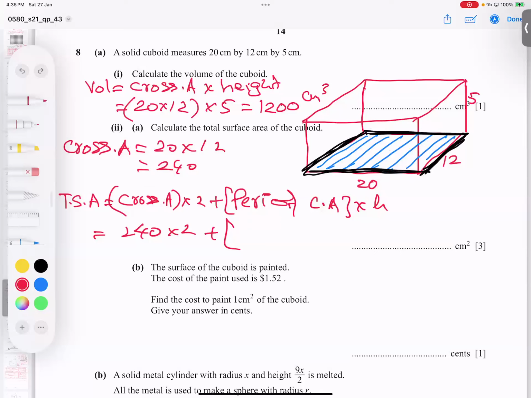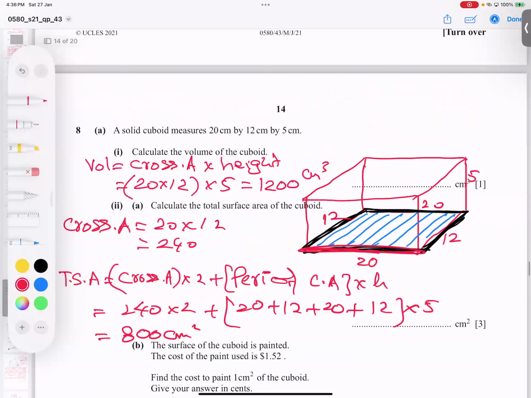If I count, 20, 12: what is this 20? What is this 12? So it means 20 and 12 will come 2 times. 20 plus 12 plus 20 plus 12, times the height of the container, 5. If I solve it directly, my answer is 240 times 2, plus in a bracket 20 plus 12 plus 20 plus 12, times 2 height, and that is a 5. My answer comes to exactly 800 centimeter square.